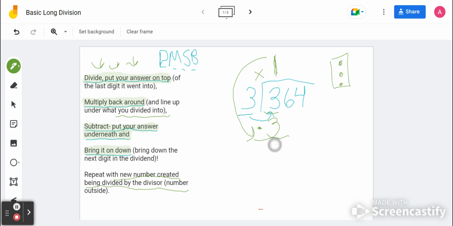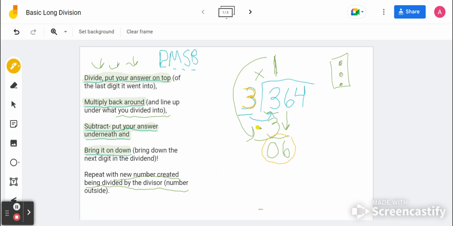So 3 minus 3 is 0. And I would encourage you, make sure you're lining up really, really well because it's easy to get sloppy and make silly mistakes. And we bring down our very next digit, which is 6. And we have our new problem. Our new problem is this 6 being divided by the 3. So we're always dividing by this outside number here.